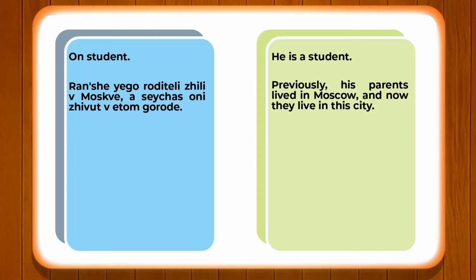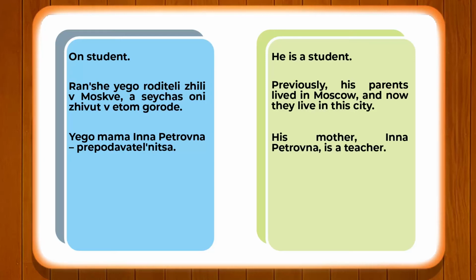А сейчас они живут в этом городе. Каком городе? Волгограде. Его мама Инна Петровна преподавательница. So whose mother is a college teacher, professor, mother of Ivan. So его мама Инна Петровна преподавательница.